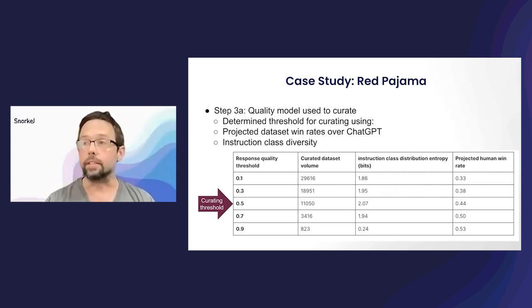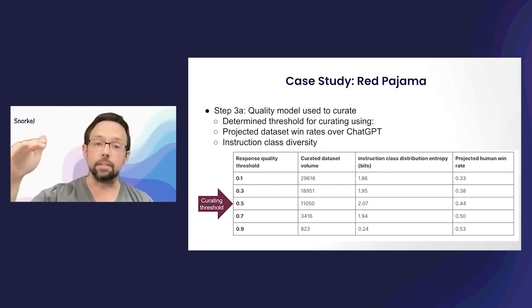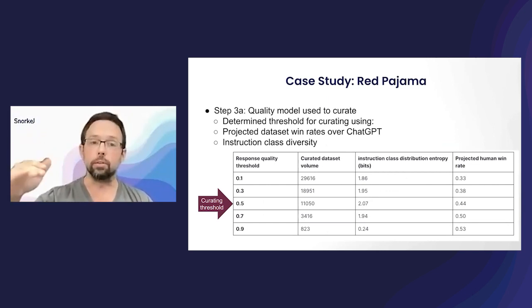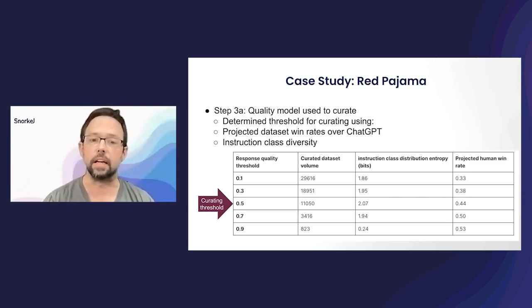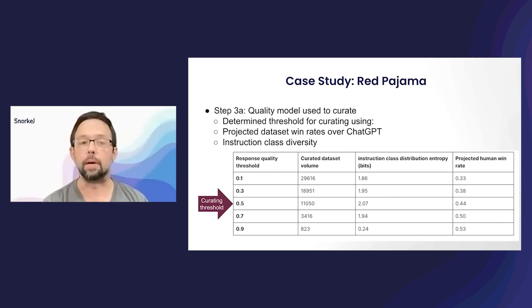Once we had this quality model up to sufficient performance using this win rate analysis, we actually used it to curate. As you may recall, we developed this instruction classification model to classify instructions. What we did is we measured the distribution of instructions as a function of quality threshold. Threshold simply being how good the quality model needs to think the sample is in order to include it in a curated version of the data set. The higher that threshold, the smaller the data set, and the greater the risk of it not being as diverse.